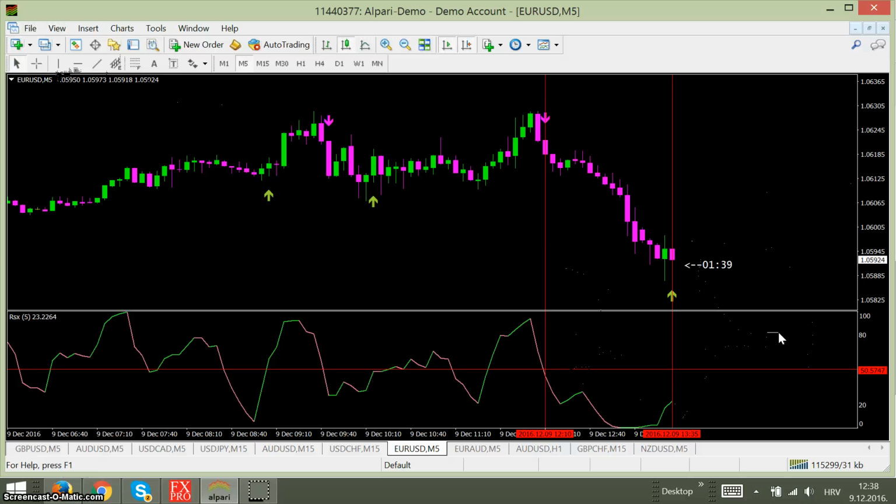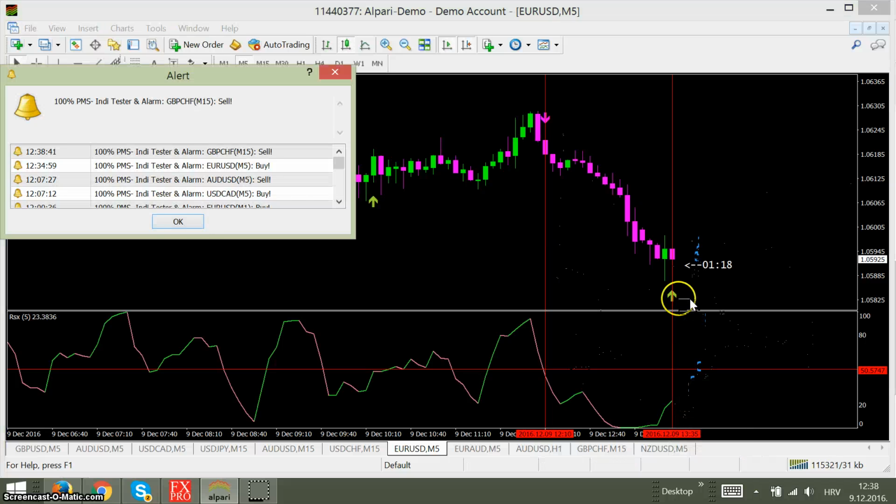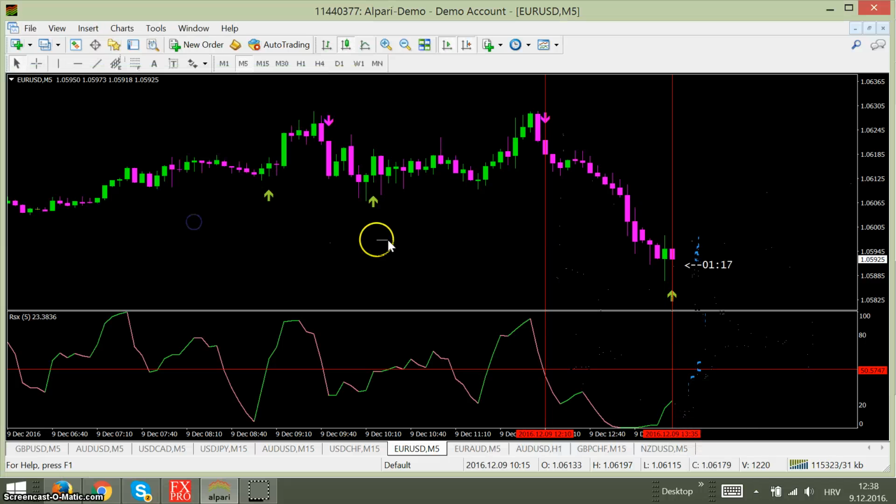So with this strategy you take the trade here when you have an arrow on the current candle, or only if you want to take a little bit more risk on the second candle if you have confirmation, but only on the second candle, not on the third.